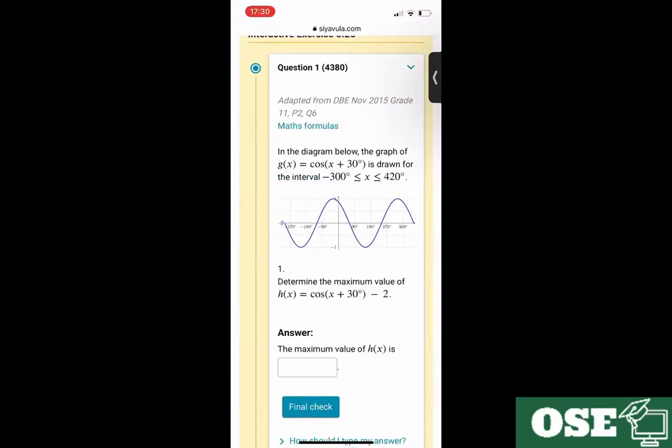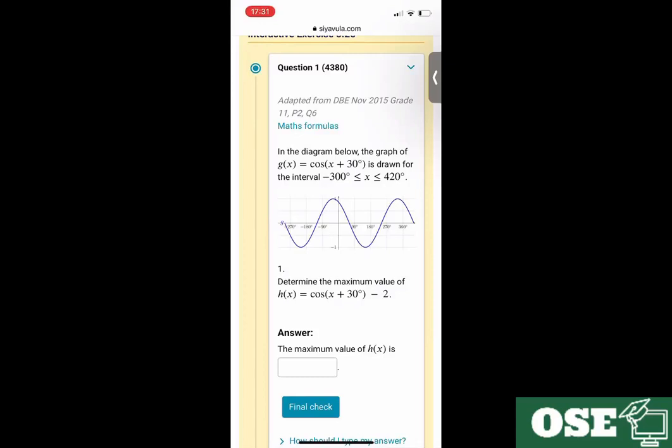Okay, read your question. So it says, in the diagram below, the graph of g of x is equal to cos x plus 30, and it's drawn for the interval where x is greater than negative 300 but less than 420. Now, your question is, determine the maximum value when we have h of x is equal to cos x plus 30 minus 2.